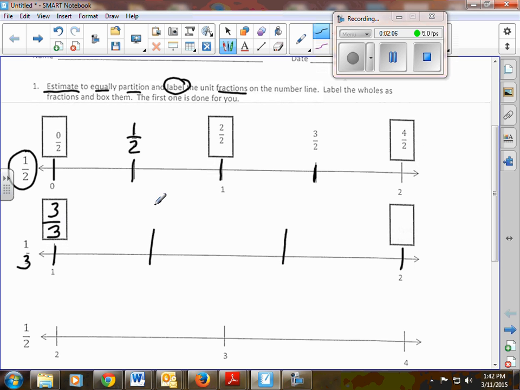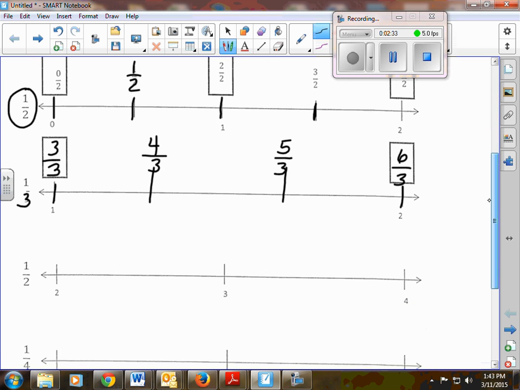If this is 3/3, the next part on the number line would be 4/3, 5/3, and 6/3. What does that tell you? 6/3 equals 2. Okay? Let's try another one. We're going to just keep doing it until we get it.